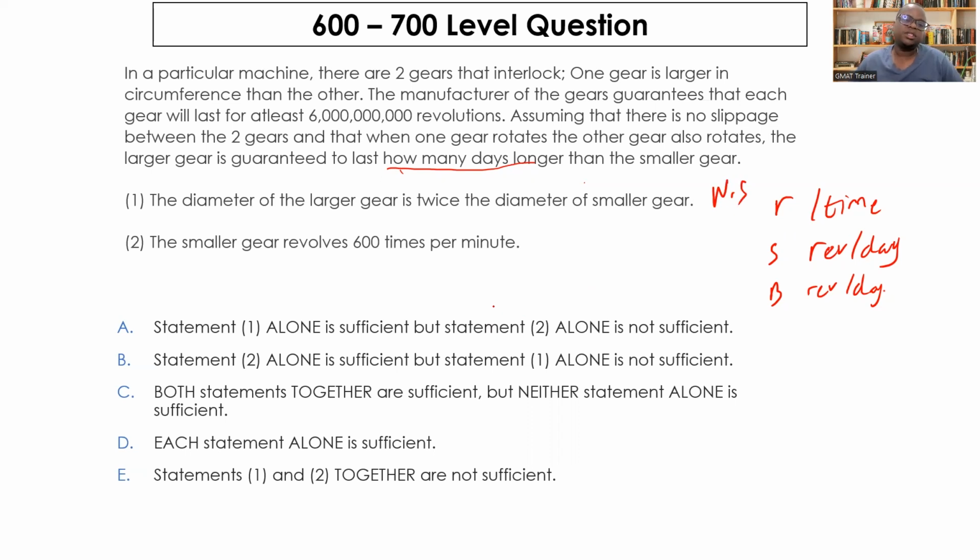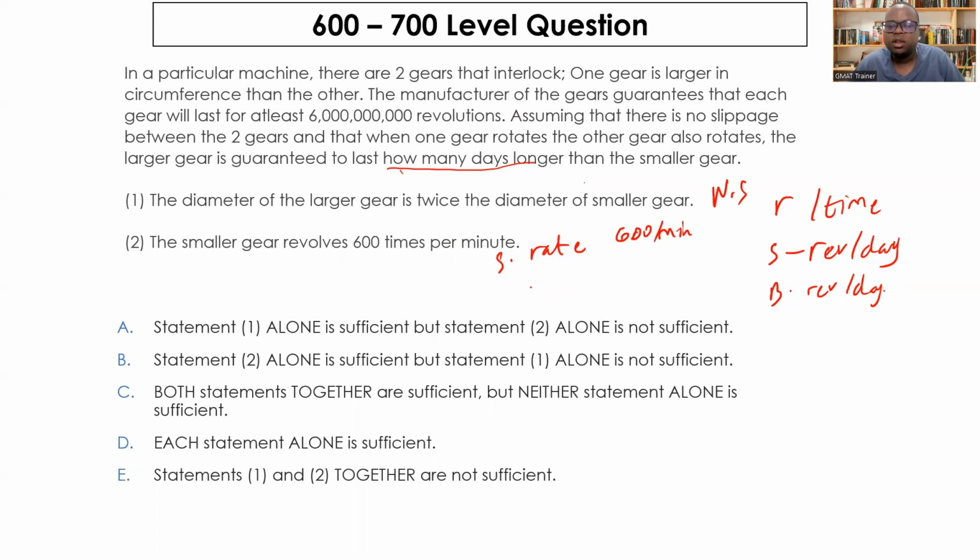Okay, let's look at the second statement. The smaller gear revolves at 600 times a minute. Now, this statement as it stands gives us the rate, but we don't know the magnitude of difference between these two gears because it doesn't tell us what the sizes are. So if the smaller gear revolves 600 times per minute, what is the rate of the bigger gear? The small rate is 600 per minute.